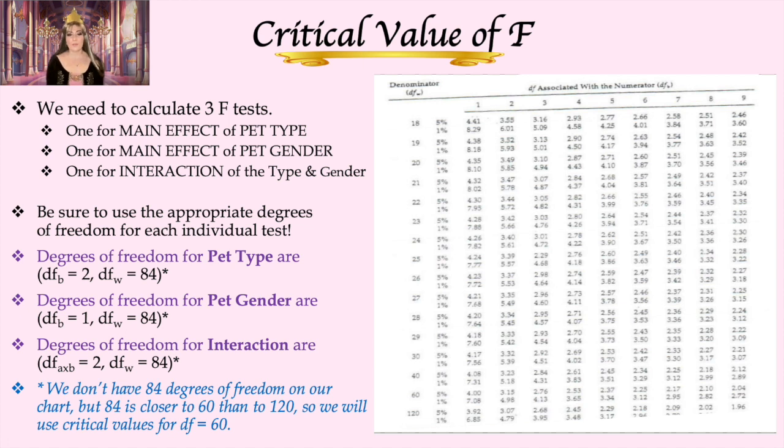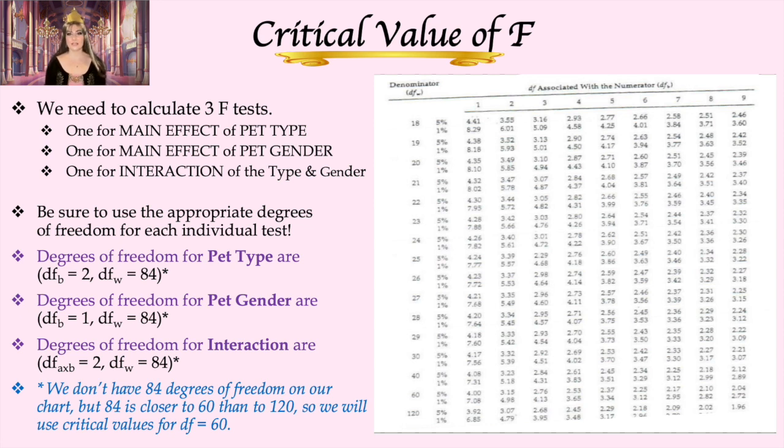Listed here, but we can see the number 60 and we can also see the number 120. Because 84 is closer to 60 than it is to 120, we're going to go ahead and use the critical values for degrees of freedom of 60.